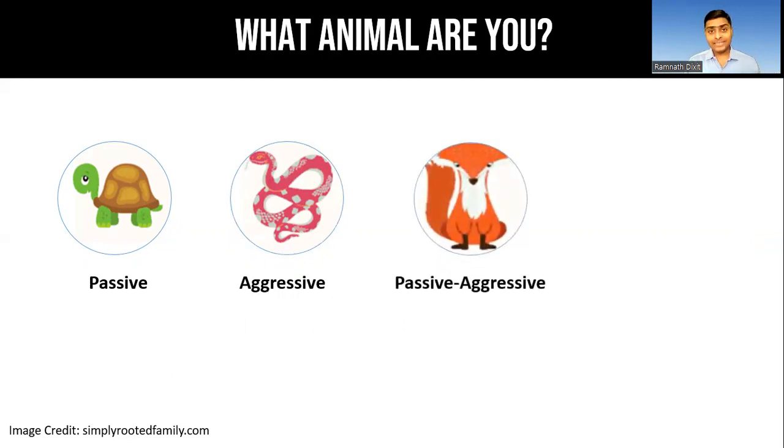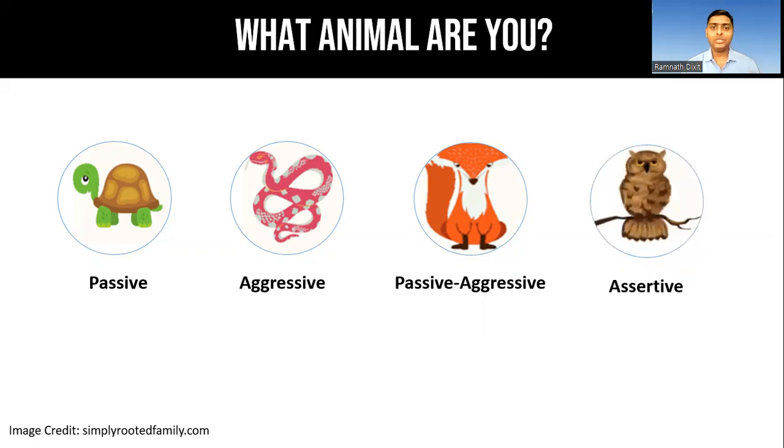Then you have passive aggressive. It's almost like an old fox, which is very cunning, which knows the tricks of the trade, and it can be very, very selfish, outright sarcastic, and will always have a hidden agenda to fulfill. You don't want to be a fox, okay? But if you see a fox, you should be able to identify a fox with their agendas.